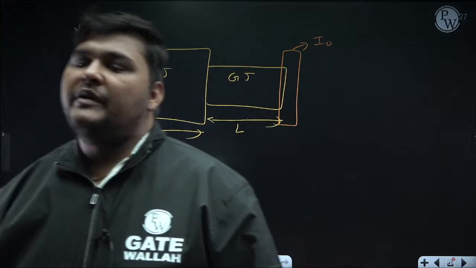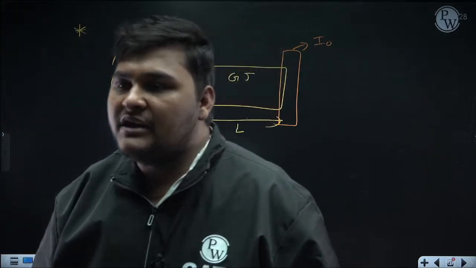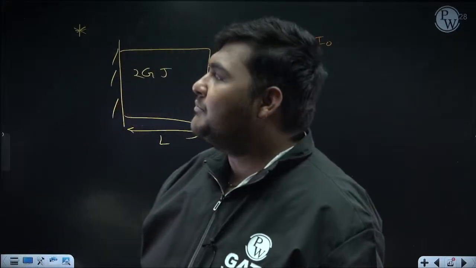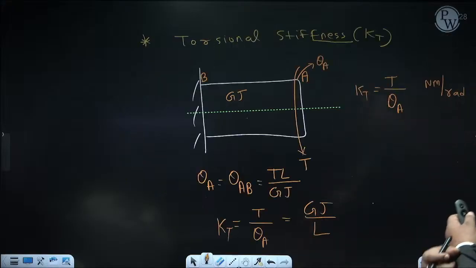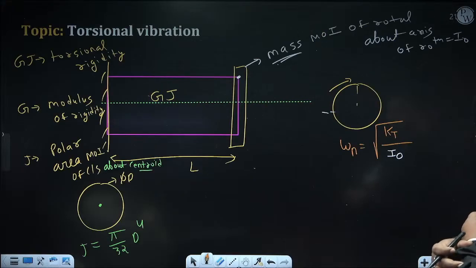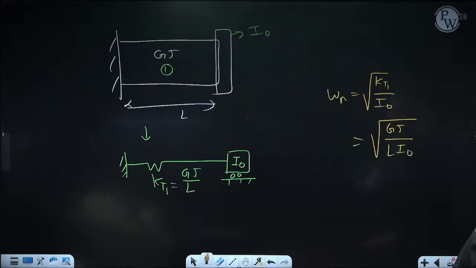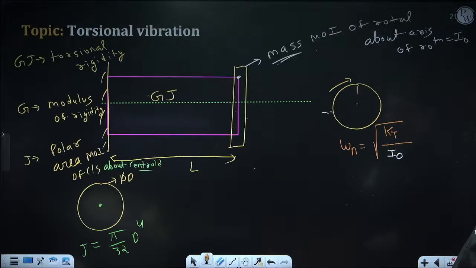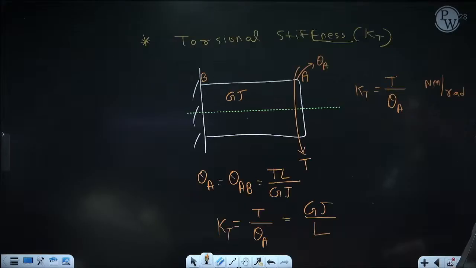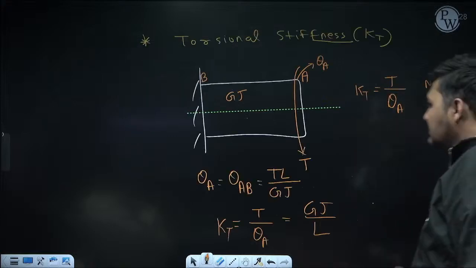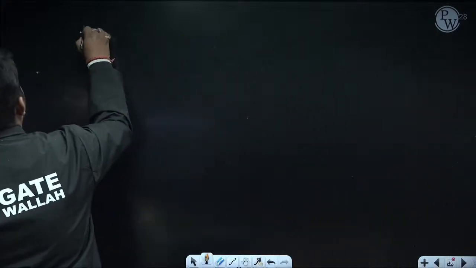Why is mass inertia coming instead of mass? That is your question, Santosh. Because here rotational vibration is occurring. See what will happen now. Just to clear your doubt, I am doing the proper derivation. But remember this summary.